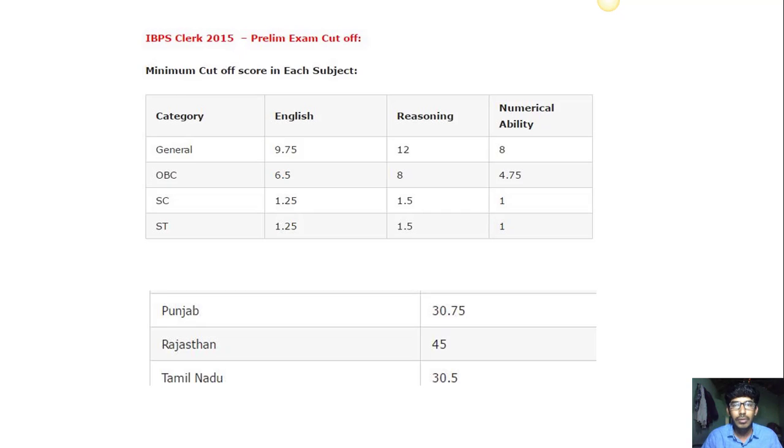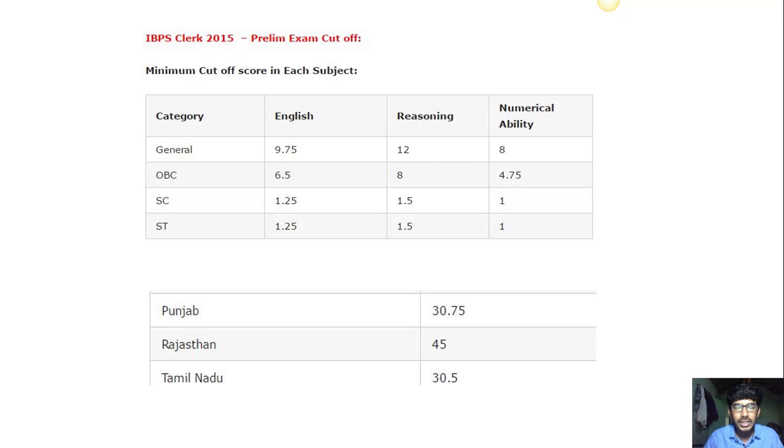Here I have given you a reference of the clerk 2015 prelims cutoff marks. For general, for OBC, for SC ST it differs, okay. Cutoff marks differ for the category. For English they have mentioned for general 9.75 and 12 and 8, and for OBC 6.5 for English, 8 for reasoning and numerical 4.75. Like that you have to get a sectional cutoff, okay. You should clear this and then you have to clear the overall cutoff also.